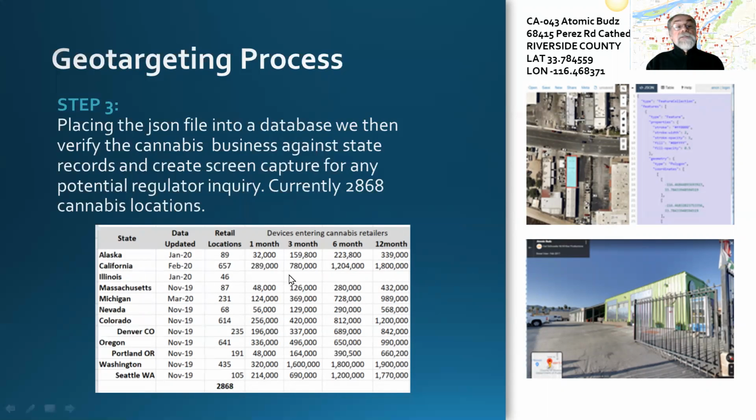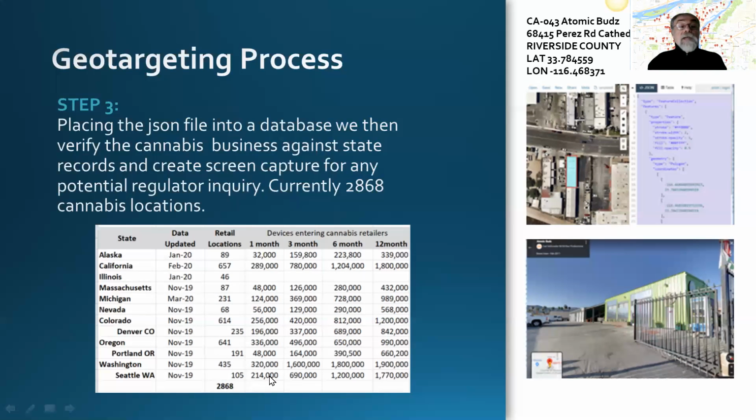And then you can see in this table below here all the different states and the many different retail locations that we've gathered. We're up to 2,868 different locations. And then each month, I'm able to look back, as I said, on how many different people go in and out of these locations.